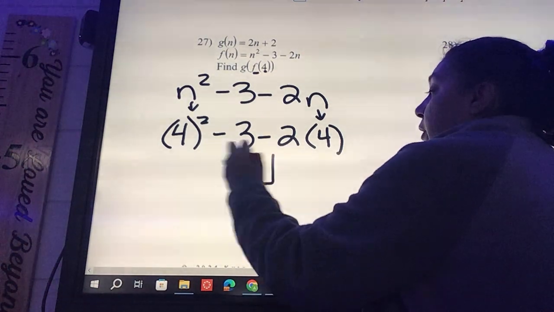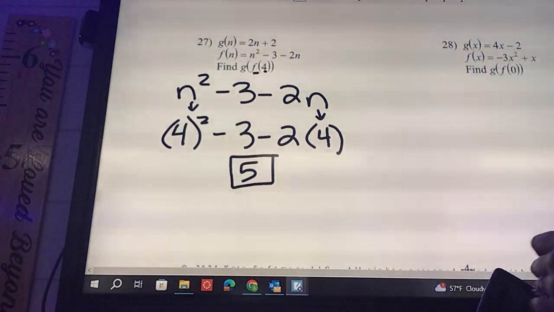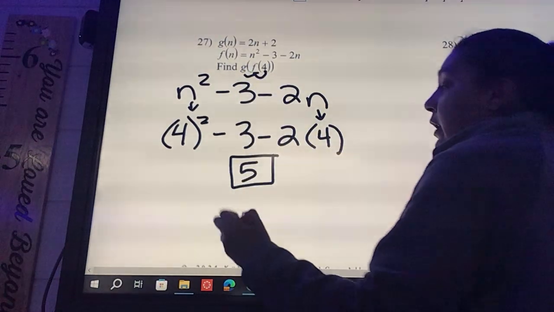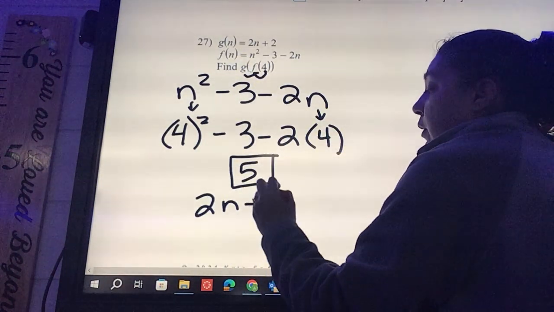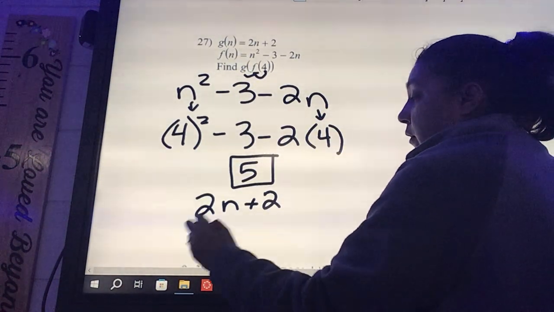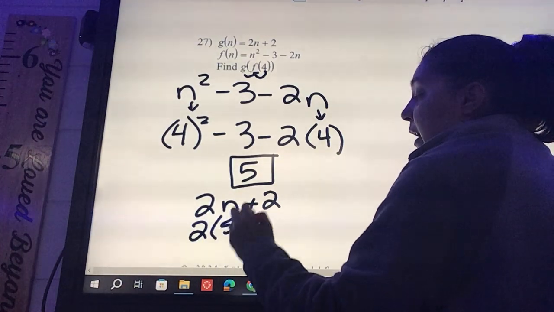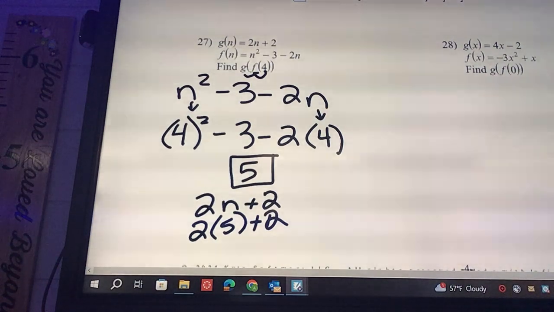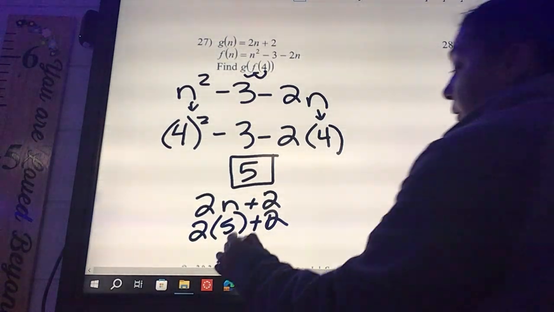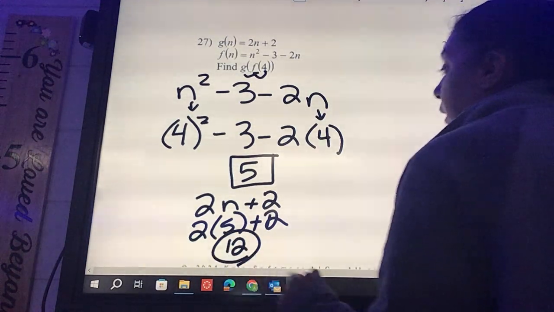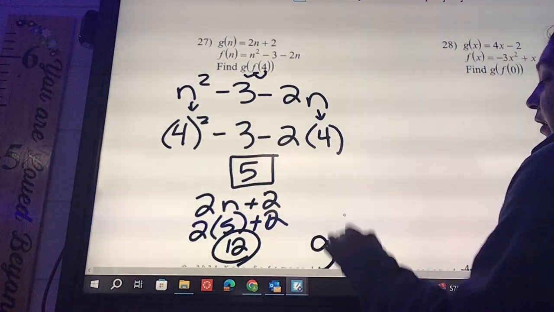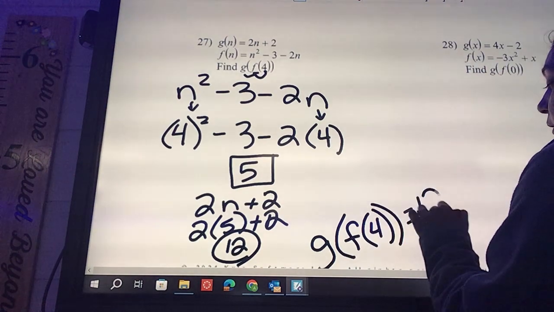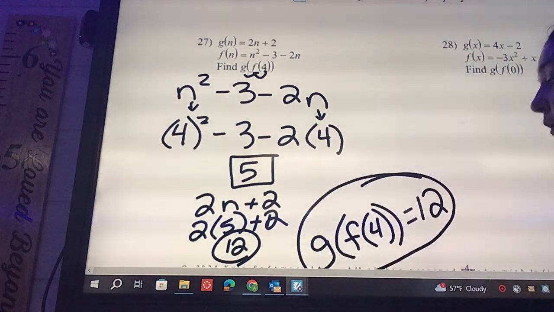Okay, and so I always put a little box around that. And so now we've used the 4, we've used the f, so we're gonna use the g, which is 2n plus 2. So it's gonna look like 2, and then a 5 plus 2. Okay, which is gonna give me a 12. Okay, and so I need to write that out. G of f of 4 equals 12.